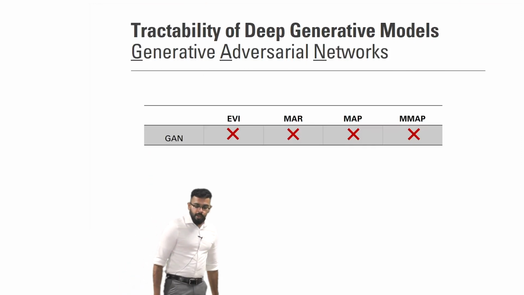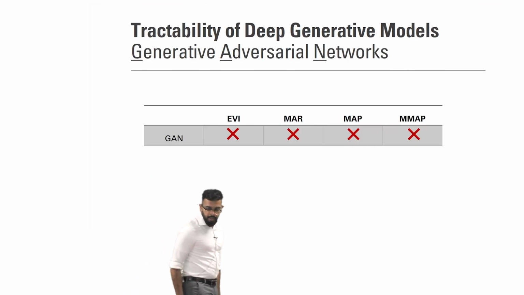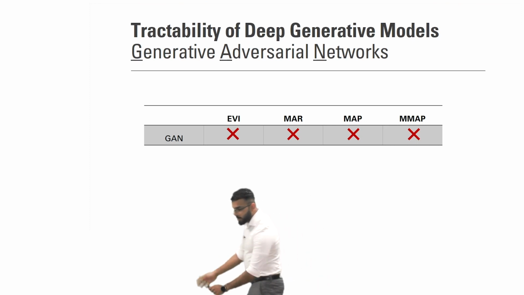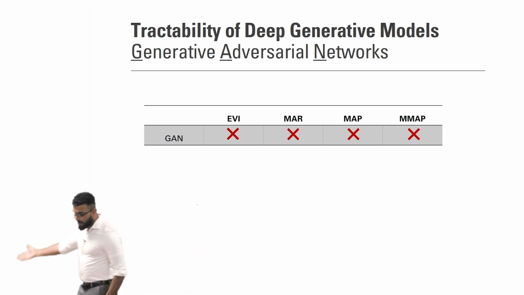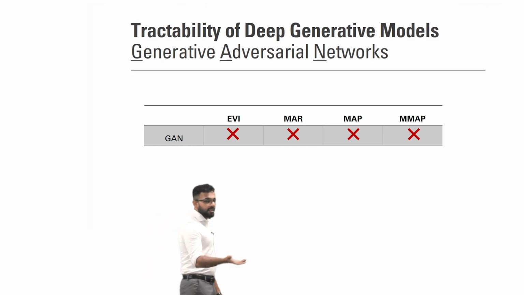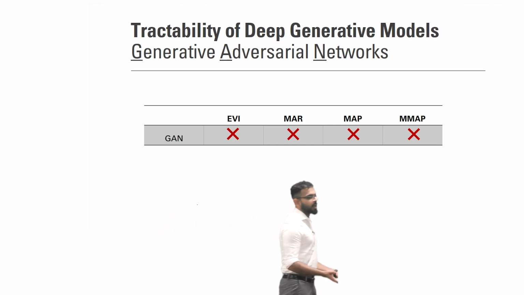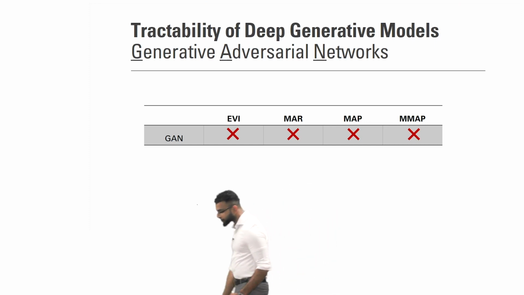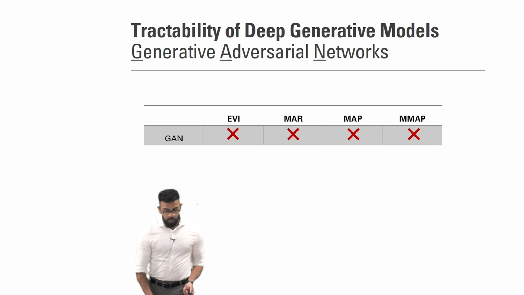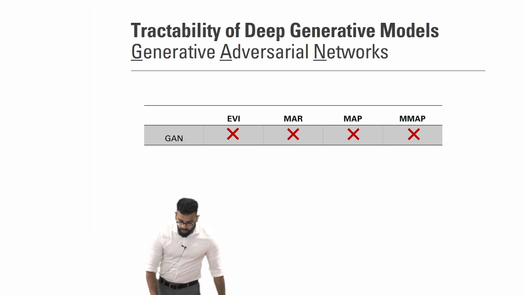But if we look at the queries that we defined earlier, which are evidential inference, marginal inference, or conditional inference, MAP inference, and marginal MAP inference, right? Again, it does not allow you to do any of these, right? Why? Because it does not give you access to the underlying distribution anyhow. You are not explicitly modeling P of x anywhere, right? So you can generate samples, but you cannot use them to do any of those probabilistic queries that we discussed.